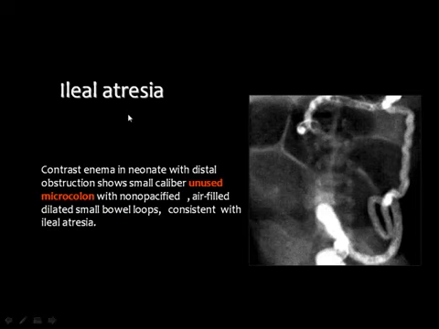Then ileal atresia cannot be diagnosed unless you inject barium per rectum. And here you will see that the colon is collapsed and very small because it is an unused colon. And if you look through the abdomen, you can get dilated intestinal loops representing the obstructed small bowel secondary to this distal ileal atresia.